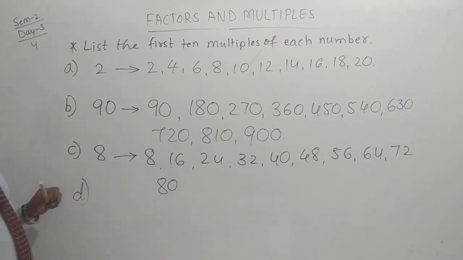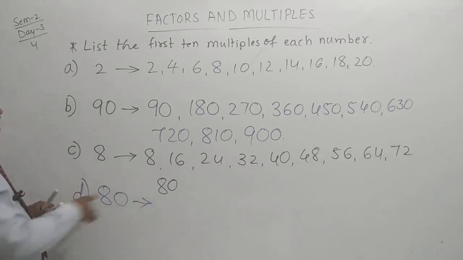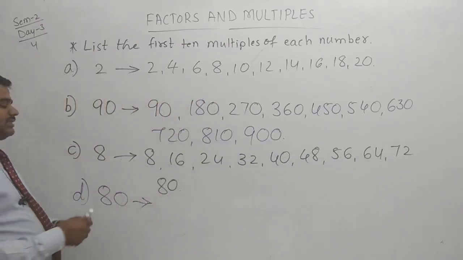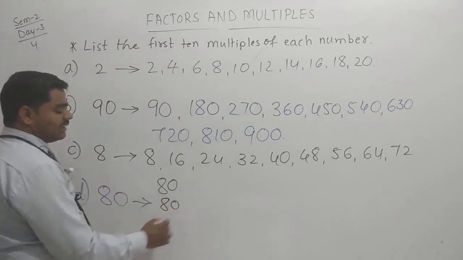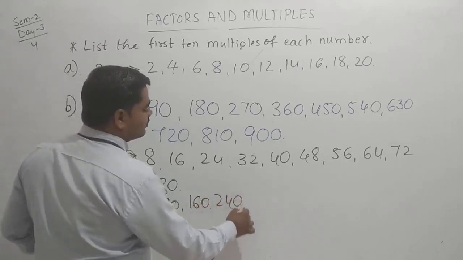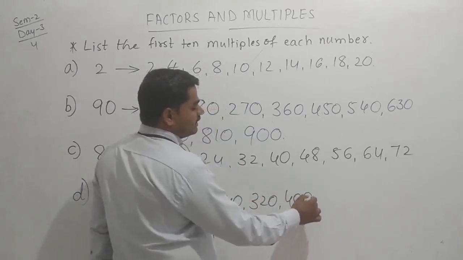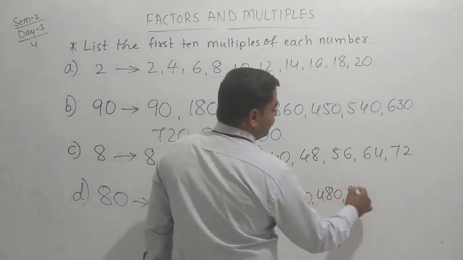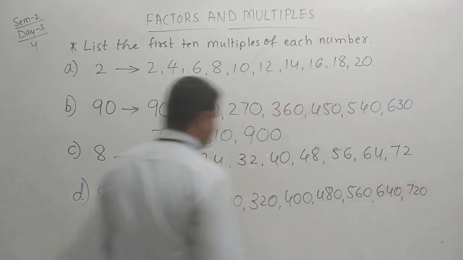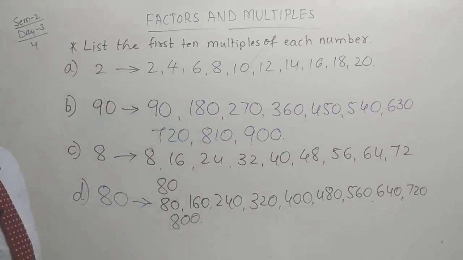Next, find the multiples of 80. Very simple. Here 8 ones is there. After that, everywhere just insert one more 0. 8 ones are 8, so 80. 8 twos are 16, so 160. 24 after that 0, 32 after that 0, 40 after that 0 means 400. 480 after 0. 560, 640, 720 and 800. Very simple, no? Is there any doubt?